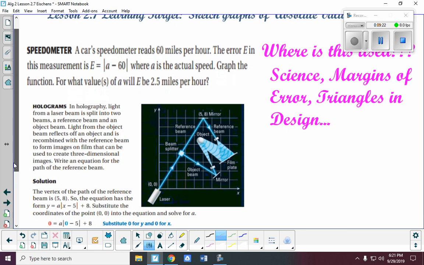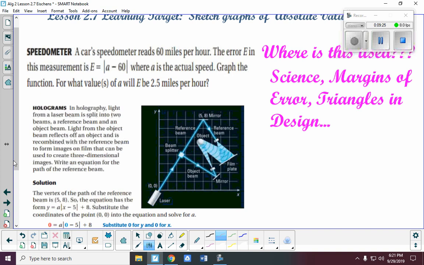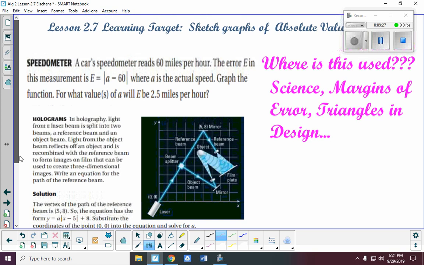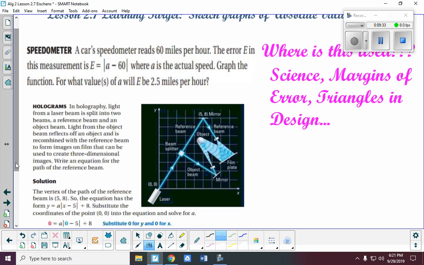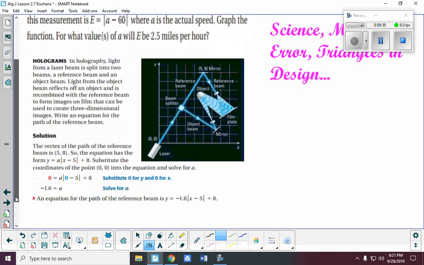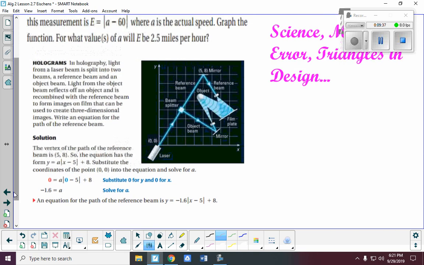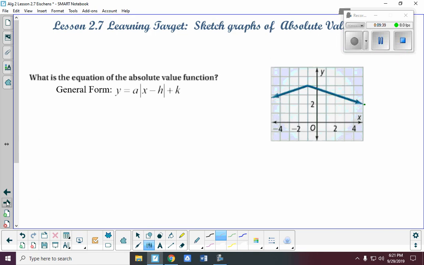Here I have a few examples where we actually use absolute value in real life. It's used in science, in determining margins of error, in triangles, in design, in holograms. There's an example here. So it's used in many real life types of situations. The last thing we're going to do in this lesson is write the equation of an absolute value function when we look at it in the graph.